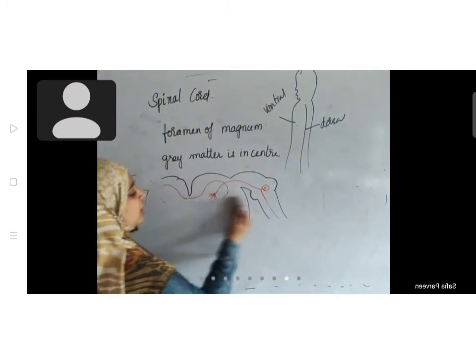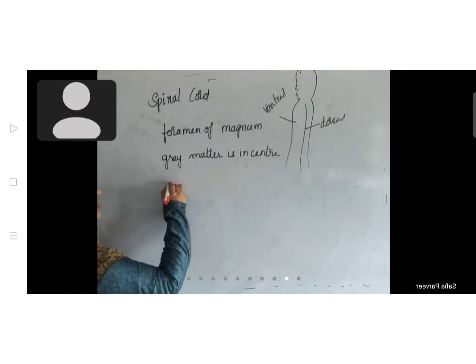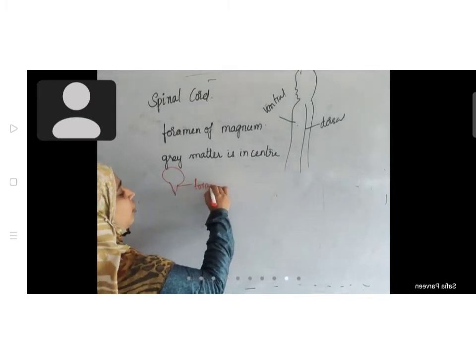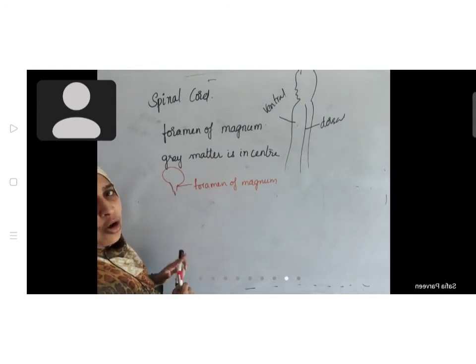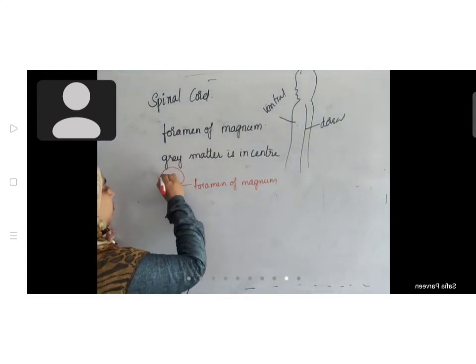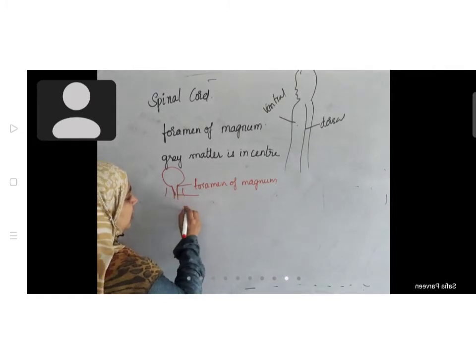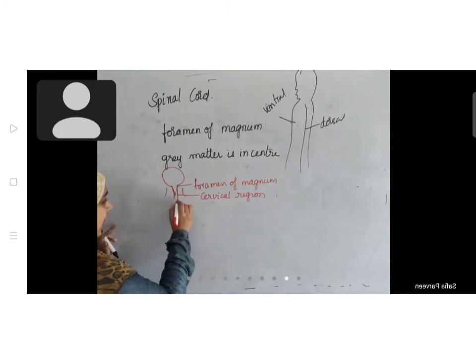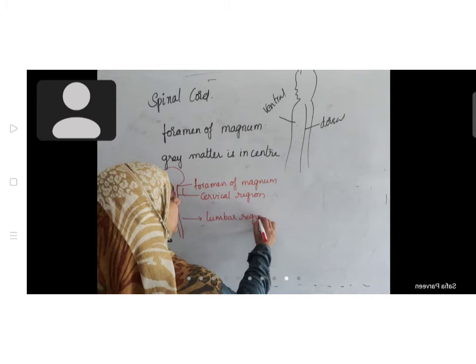Now let us understand the parts of spinal cord. The spinal cord starts near this neck region. Here the foramen magnum starts. After the foramen magnum, this neck region is our neck region. The nerves in this region are called the cervical region of the spinal cord. After that, from here to here, it is called the lumbar region of the spinal cord.